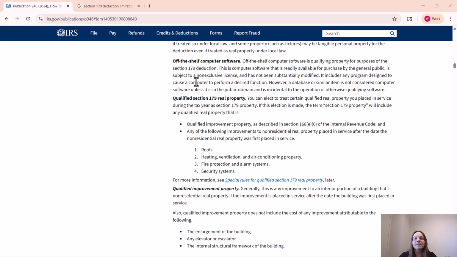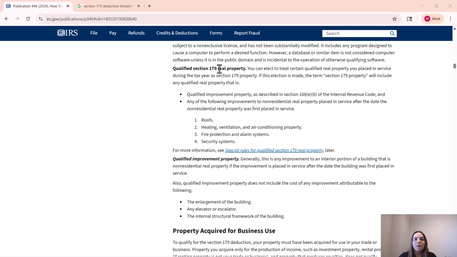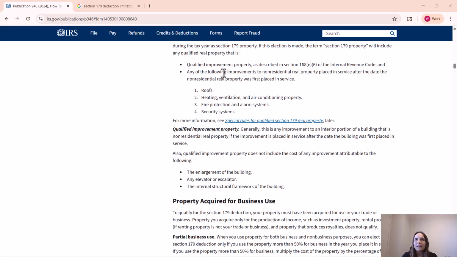Okay. Section 179, qualifying real property. There is certain real property that qualifies. There's a specific section in the Internal Revenue Code. Notice that any of the following improvements to non-residential, and I want to highlight that this is non-residential, so commercial real property: roofs, heating, ventilation, and air conditioning, so HVAC, fire protection and alarm systems, and security systems.